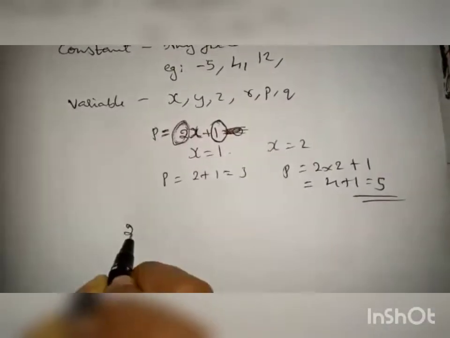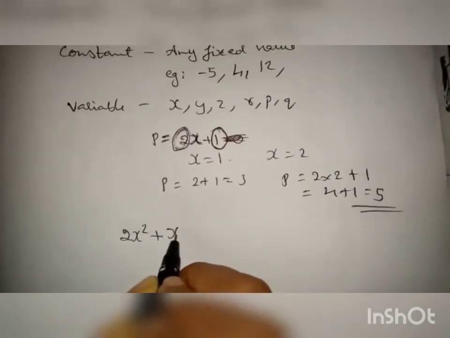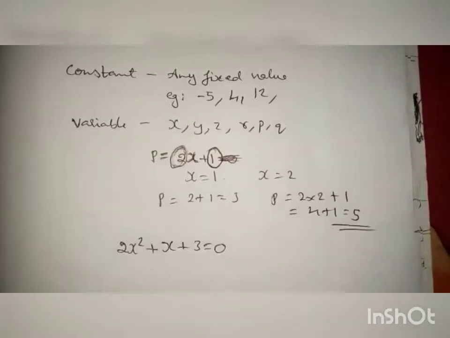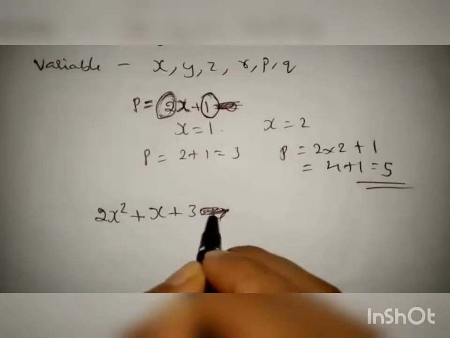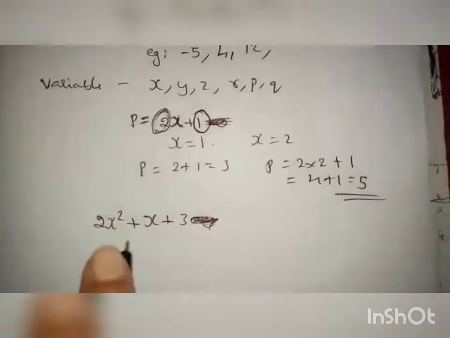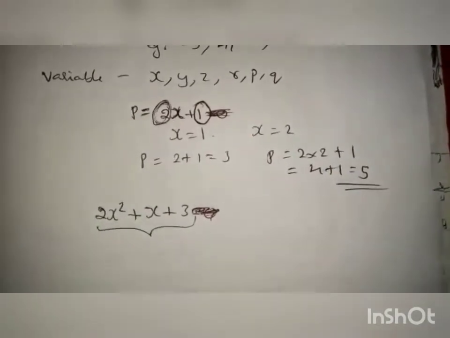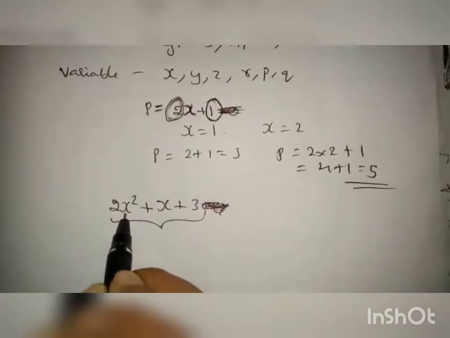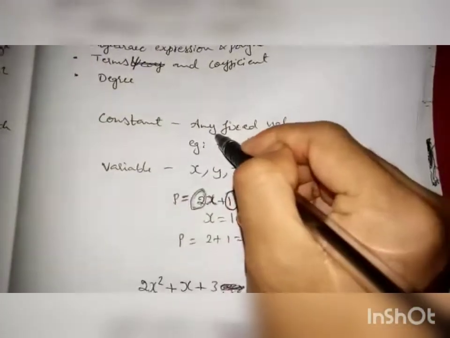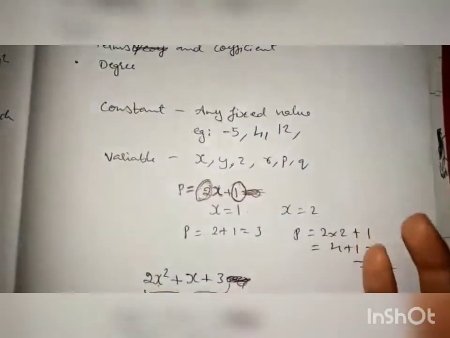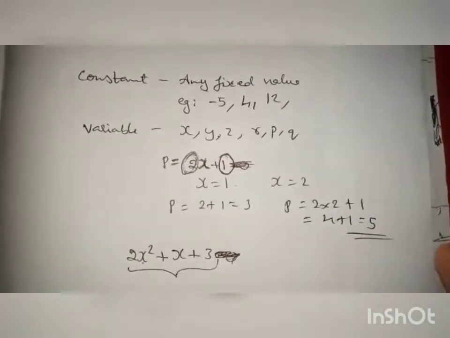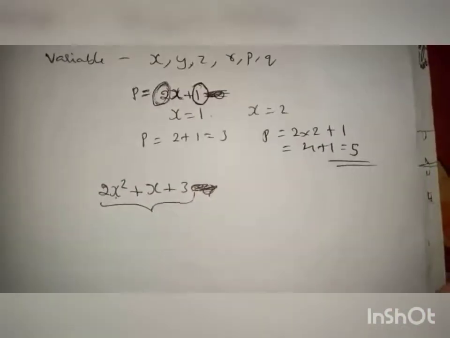Meaning if you write 2x square plus x plus 3 is equal to 0, this is one polynomial. So we can say this is an algebraic expression, because what I said, algebraic expression means a combination or mixture of constants, variables, and including mathematical operations. You can have mathematical operations or not also.